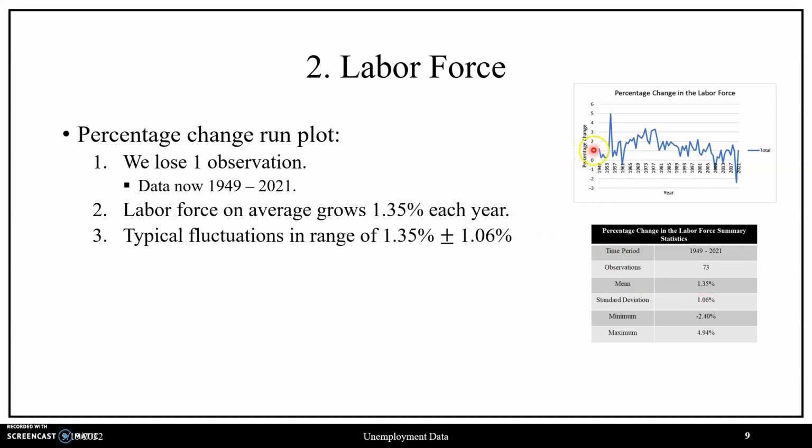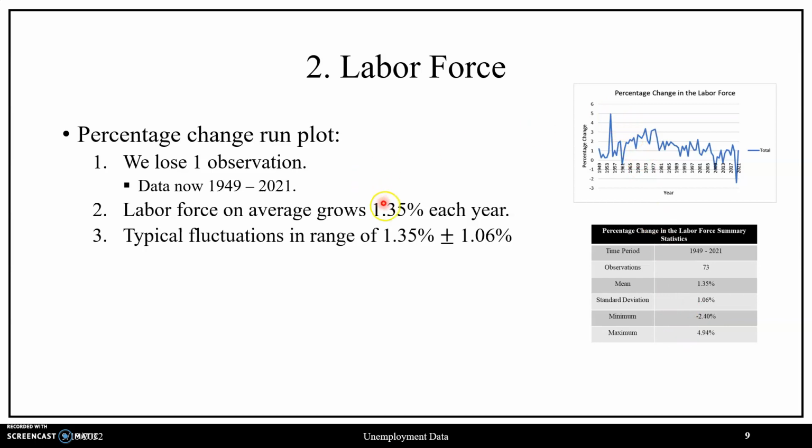And with a standard deviation of 1.06%, this means that the typical fluctuations in this growth rate are going to be in the range of 1.35%, give or take 1.06 percentage points, where the absolute bounds of these oscillations, that is the worst case in which the labor force in the United States actually shrank by 2.40%, and at a maximum rate grew 4.94% on a given year.